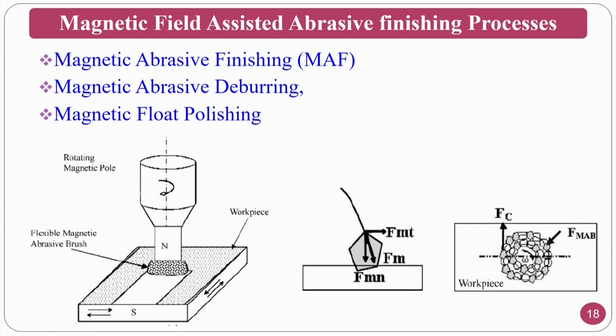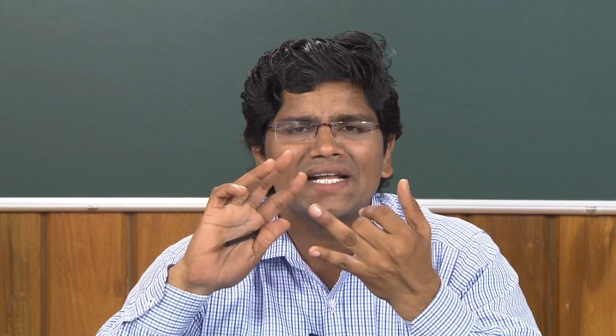Then we move on to the magnetic field assisted abrasive flow finishing processes, wherein we started with the magnetic abrasive finishing process, then the magnetic abrasive deburring process and the magnetic float polishing process. In the magnetic abrasive finishing process, you can do flat surfaces and you can go for cylindrical surfaces, internal cylinders as well as external cylindrical surfaces.